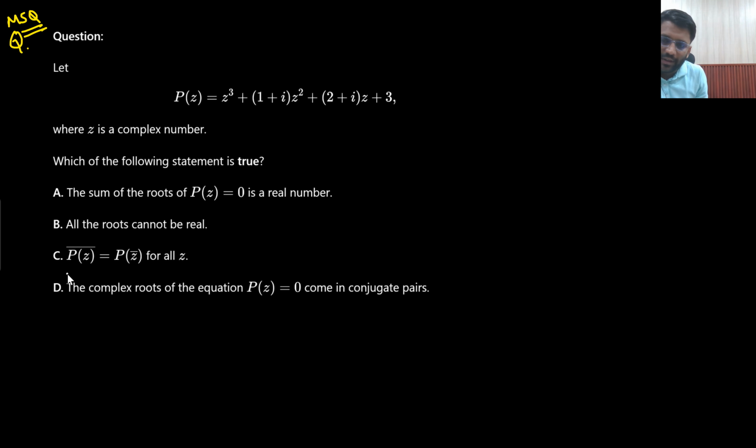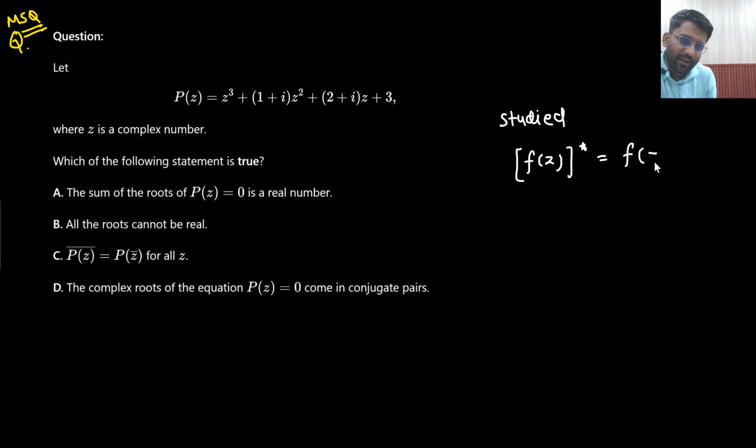Sir, this would be for sure correct, no? This you have taught. What we have studied? Sir, you only said that f of z conjugate would be nothing but f of z conjugate. Right? This is what I have said. Understandable? So, sir, this would be correct. No. Why is that so?